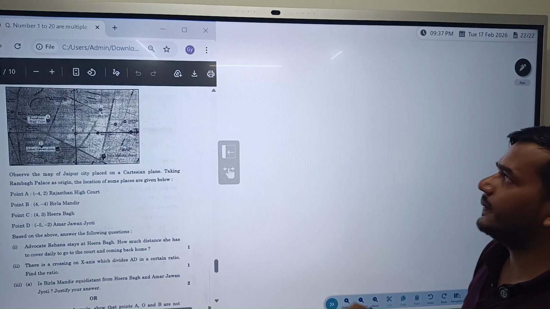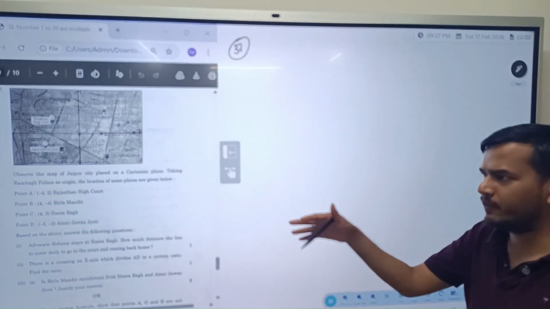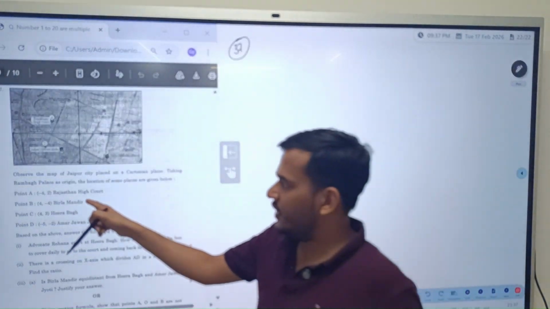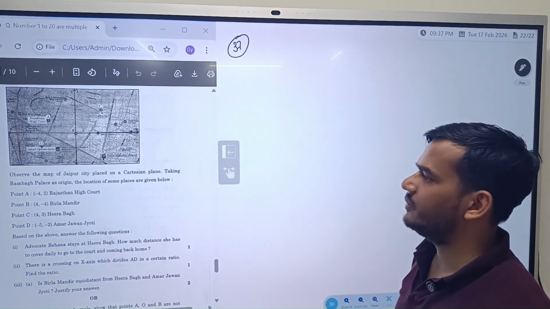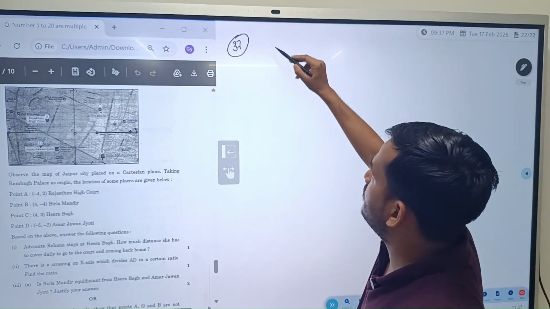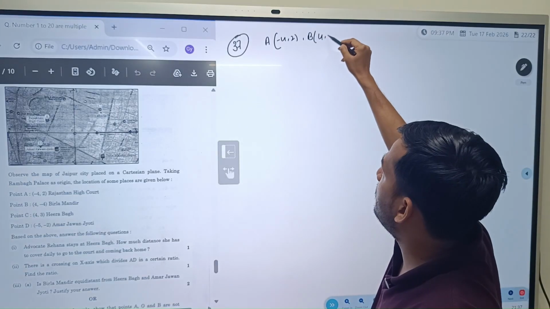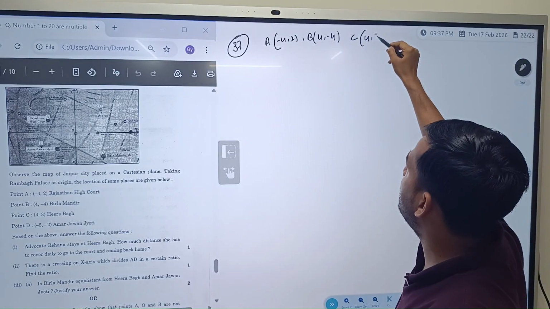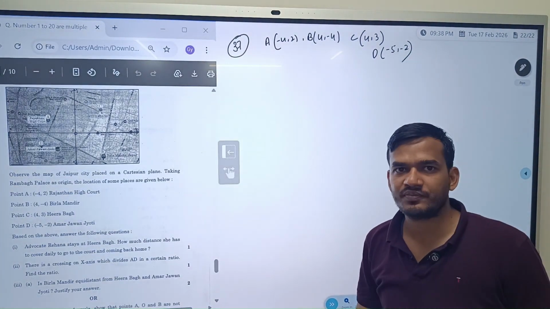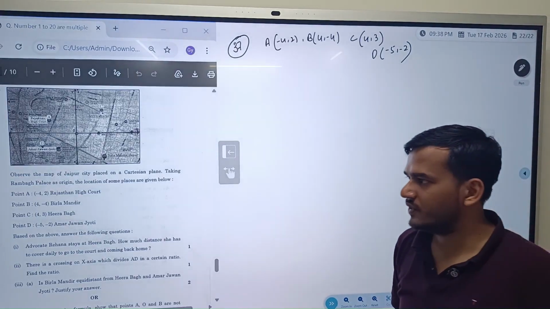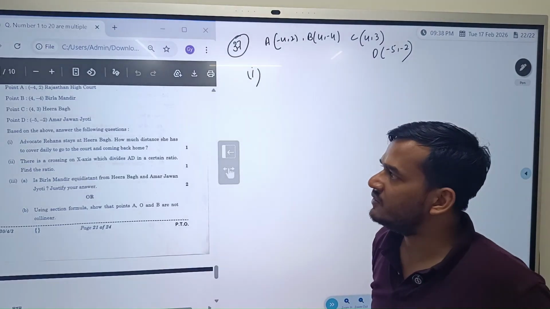Question number 37. This case study is from the coordinate geometry where 4 points are given. Point A is Rajasthan High Court, point B is Birla Mandir, point C is Hira Bagh, point D is Amar Jawan Jyoti. So write all these points. A is -4, 2, B is 4, -4, C is 4, 3 and D is -5, -2.